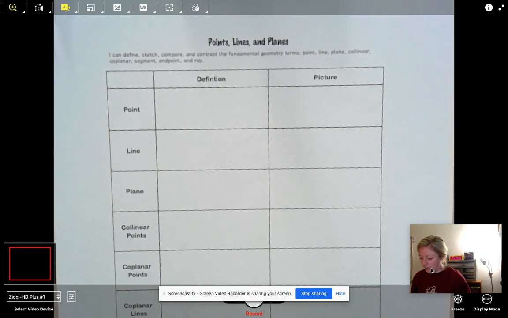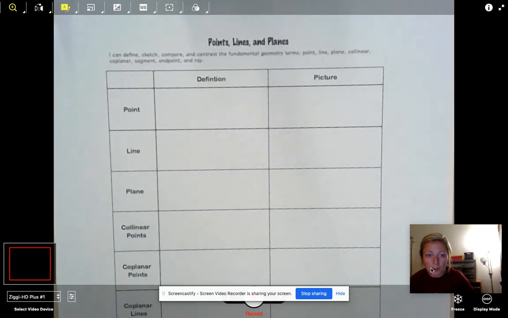Normally we would do a cut and paste activity, but since we aren't together, we're going to do the old-fashioned way, which is okay. We'll make the most of it. So bear with me. Try to write down everything I write down, even though it's kind of a lot. But the next page is much easier and goes much faster, okay? So let's just dive in.